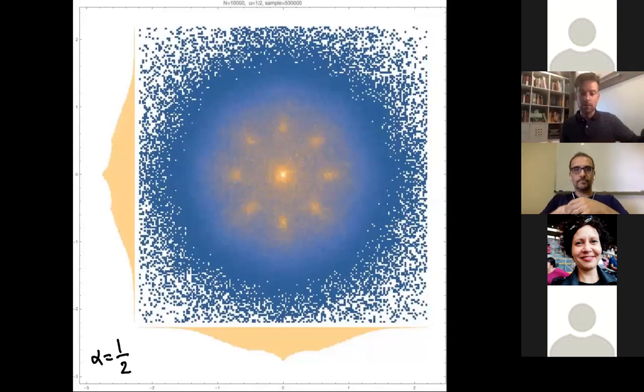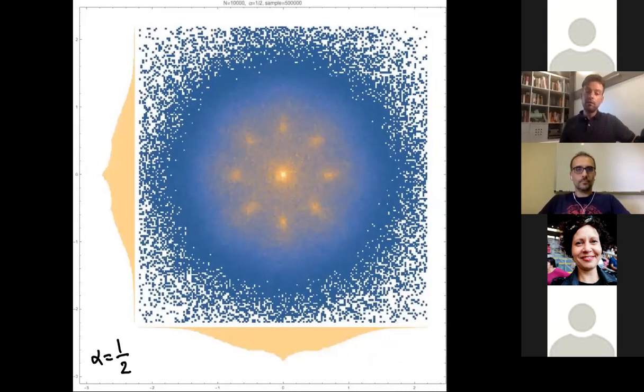Some pictures. These are random variables on the complex plane. How do they look? Before, we were just looking at the absolute value at the beginning, right? Here is alpha equal to a half. You see this random variable on the complex plane, where the lighter color means more peak, right? So this is a kind of density histogram. Here you can see the marginals.